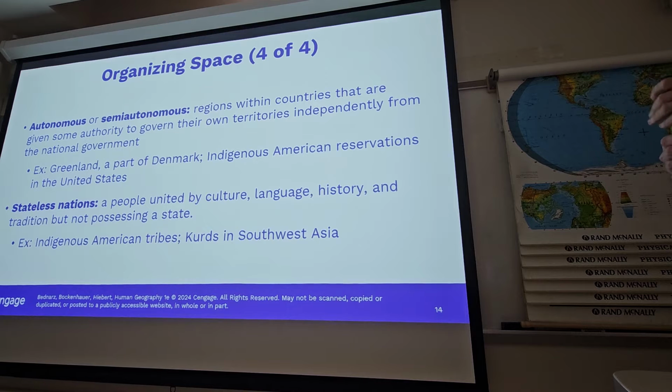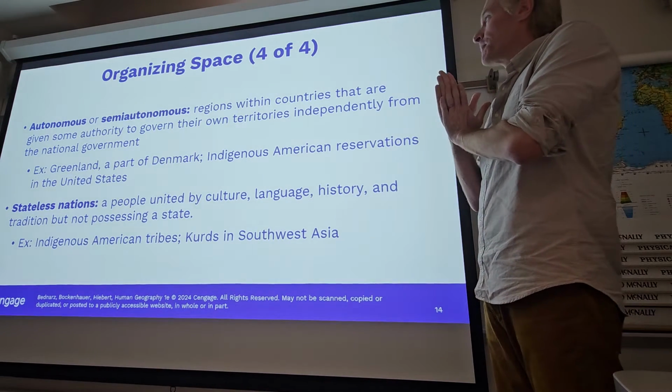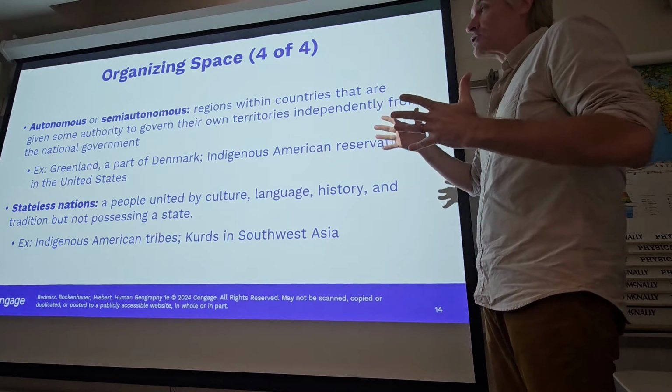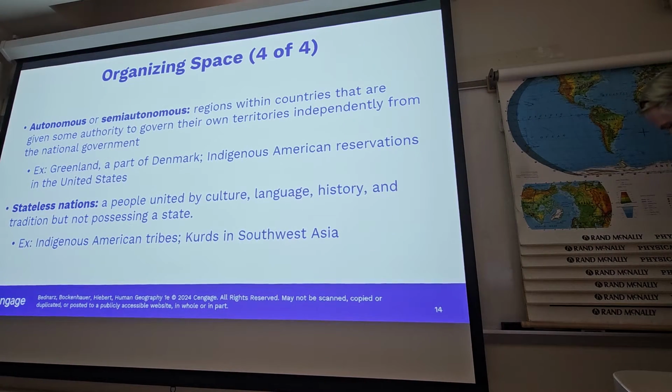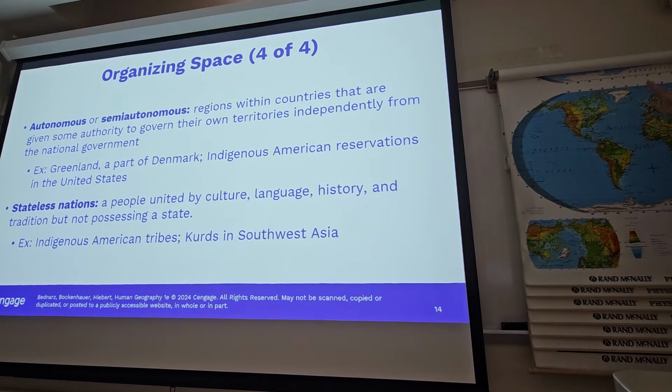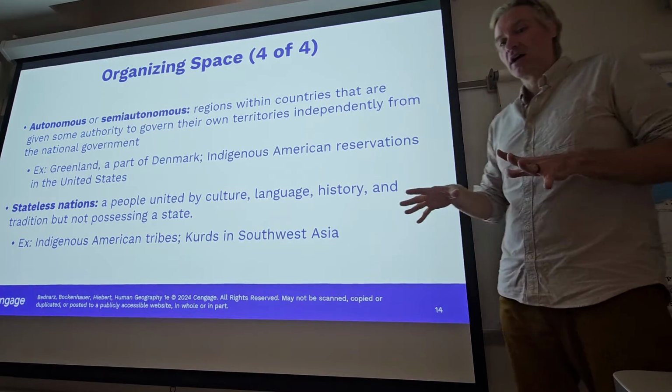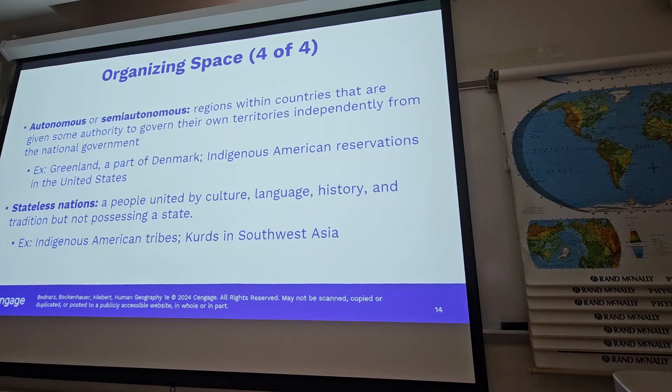Autonomous or semi-autonomous regions, regions within countries that are given some authority to govern their own territories independently of the national government. Indigenous reservations in the U.S. is a good example. Greenland as well, partially because, well, Greenland is really far away from Denmark, right? And the economy and culture of Denmark just is not that connected, although technically they're still one country. But Greenland itself is allowed an amount of autonomy. Someday they'll probably split off from each other, but Greenland has not especially been wanting to do that yet.